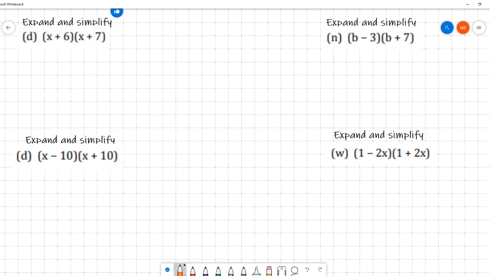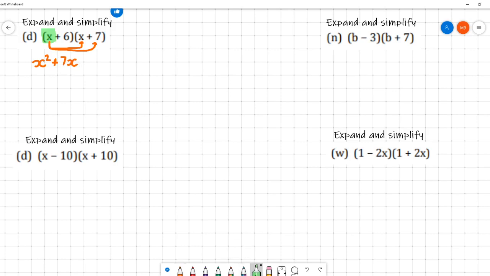Now the way in which we can achieve that to make things simpler for us is, we can first expand or multiply everything by the x first. So I'm going to focus just on the x and ignore the 6 for now. So I'm going to do x multiplied by x. So x multiplied by x will give me x squared, and then I'm going to do x multiplied by positive 7, and that's going to give me positive 7x.